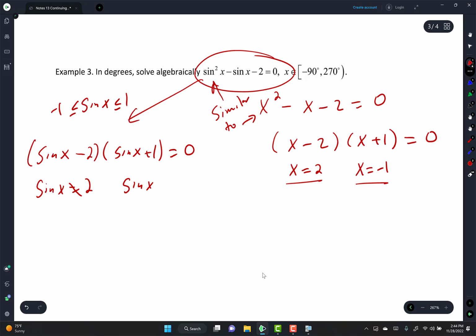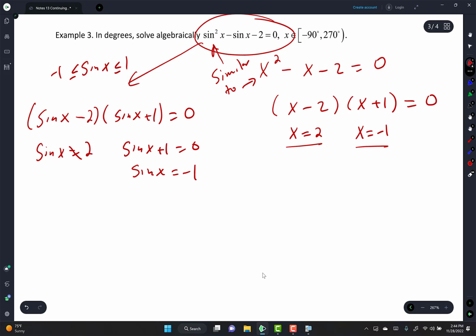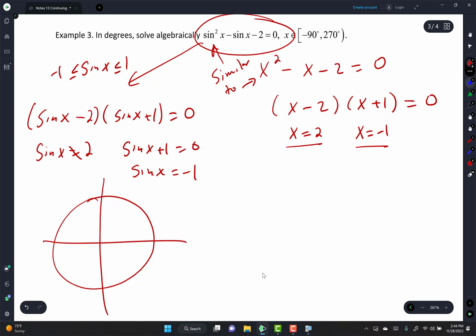Or sine x plus 1 has to equal 0. So that means sine x equals negative 1. Then I take my calculator, or just from knowing the unit circle, sine x is the y value. The y value is negative 1 right there at that coordinate. So either the answer is 270, or if I go clockwise, negative 90.